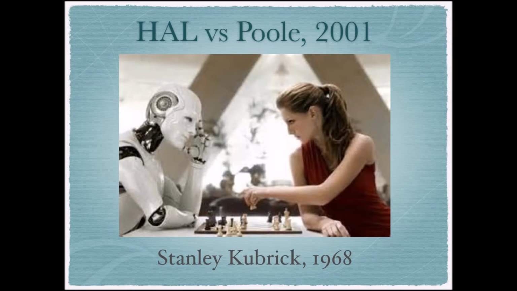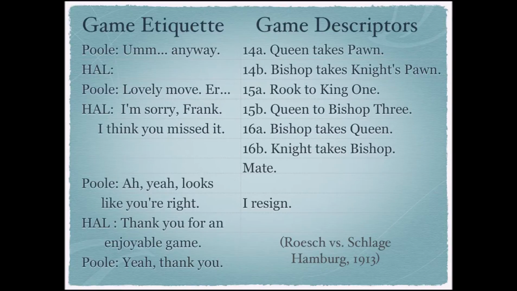Now, in conclusion, let's return to the field of computers. During World War II, Alan Turing had worked with many of the leading British chess players in developing code-breaking methods. He also used chess as a platform for working out his early ideas on computers. Here is a game played in the movie 2001: A Space Odyssey. And you see how I've divided the words into game etiquette and game descriptors.